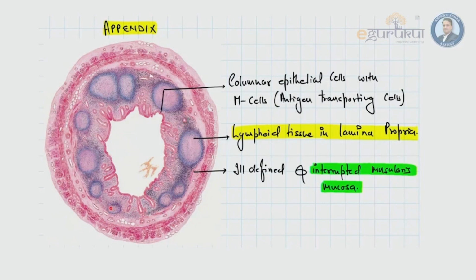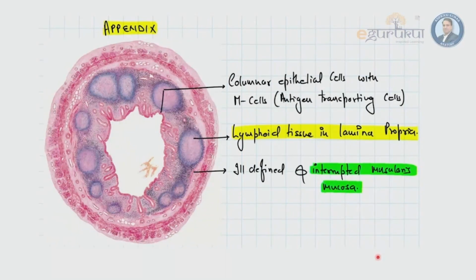You can just see some patches of smooth muscle in between. Look at this here, some smooth muscle there. Because of this lymphoid tissue, which is flooded in the appendix as well, you will see the muscularis mucosa is distorted in this case. So this is about starting from the esophagus, duodenum, jejunum, ileum, large intestine, and now we're looking at the slide of the appendix.